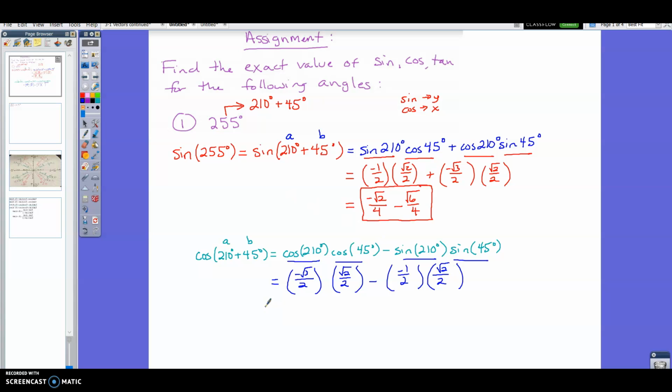So just like the last one, we are going to simplify this expression now. So negative square root of 3 times square root of 2 is the negative square root of 6. 2 times 2 is 4. We have a negative here and a negative here, so that's going to end up canceling to become a plus. 1 times the square root of 2 is the square root of 2. And then 2 times 2 is 4. So there's our exact answer.